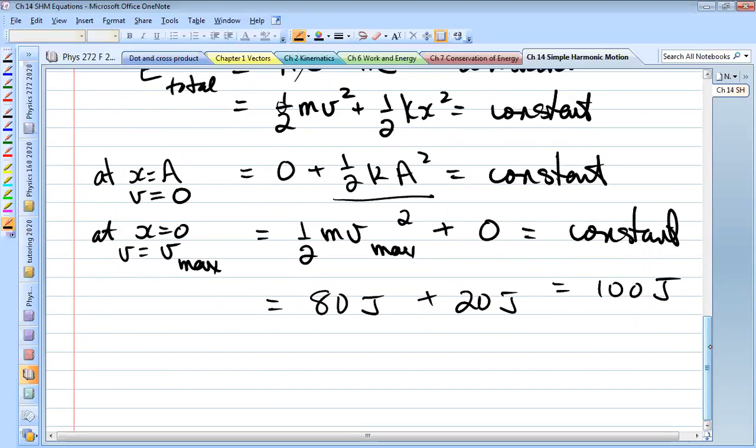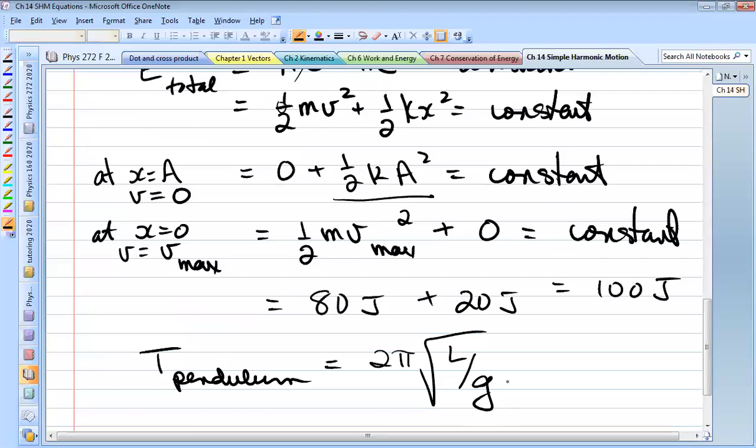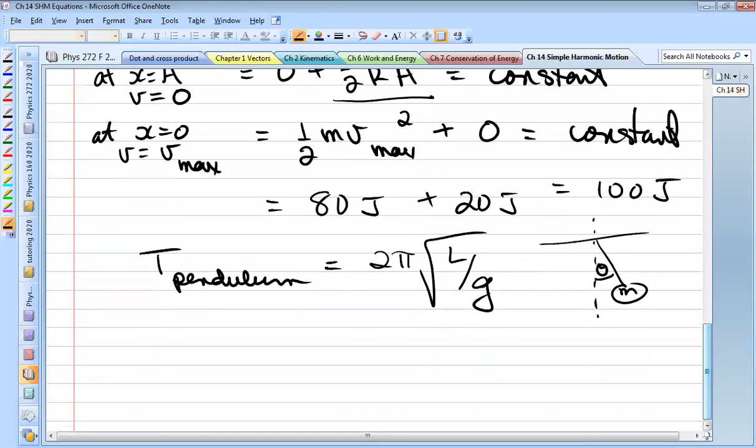Okay, the last equation here has to do with the simple pendulum. The period of a simple pendulum depends on gravity and is 2 pi root L over g. And it only depends on the length of the pendulum. It doesn't depend on the mass that you're hanging. Now, it has to be a small angle. If you don't have a small angle, it's not simple harmonic motion. It's a slightly different function that gets out. Okay, so that's it for the equations here.